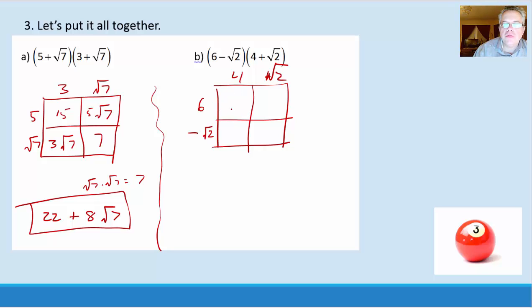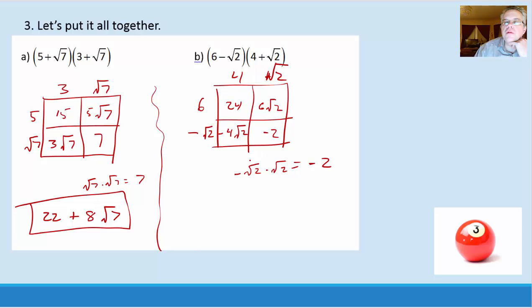Okay, that's 24. 6 square root of 2. This is minus 4 square root of 2. And here we go. Minus square root of 2. Sometimes I like to do this one on the side. Times square root of 2 is going to be minus square root of 2 times square root of 2 is just 2.